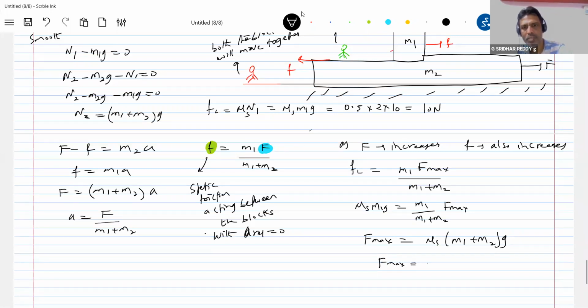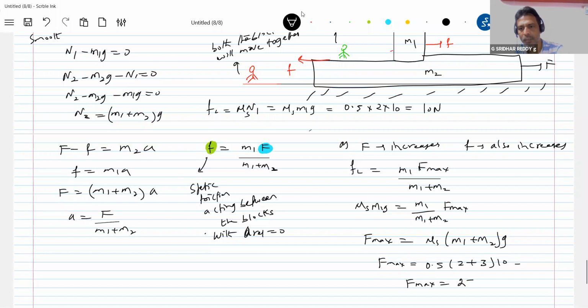Mu S is how much? 0.5. M1, 2, 3. This is 10. 25 Newton is what I'm getting as the value. What do you mean by this? How should I interpret this?